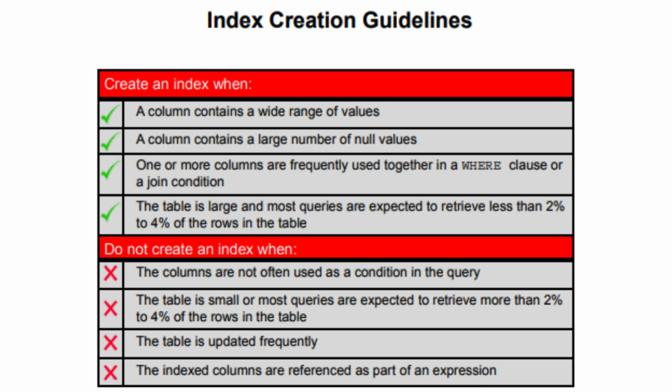Therefore, you should create indexes only if the column contains a wide range of values. The column contains a large number of null values. One or more columns are frequently used together in a where clause or join condition. The table is large and most queries are expected to retrieve less than 2% to 4% of the rows. Remember that if you want to enforce uniqueness, you should define a unique constraint in the table definition. A unique index is then created automatically.